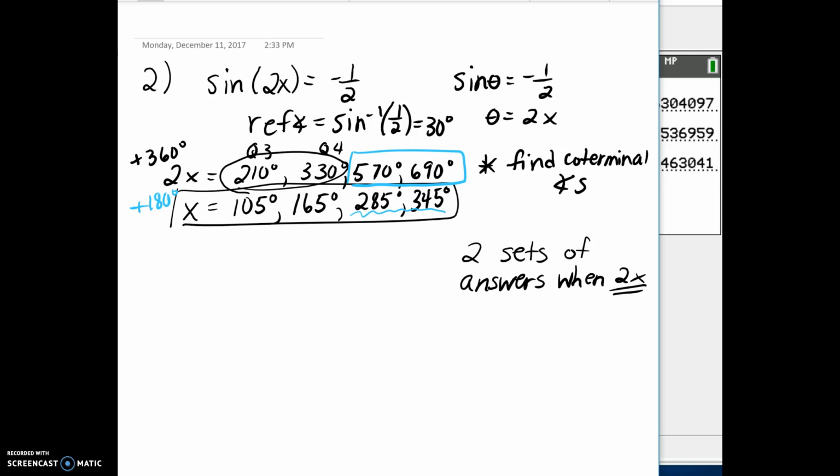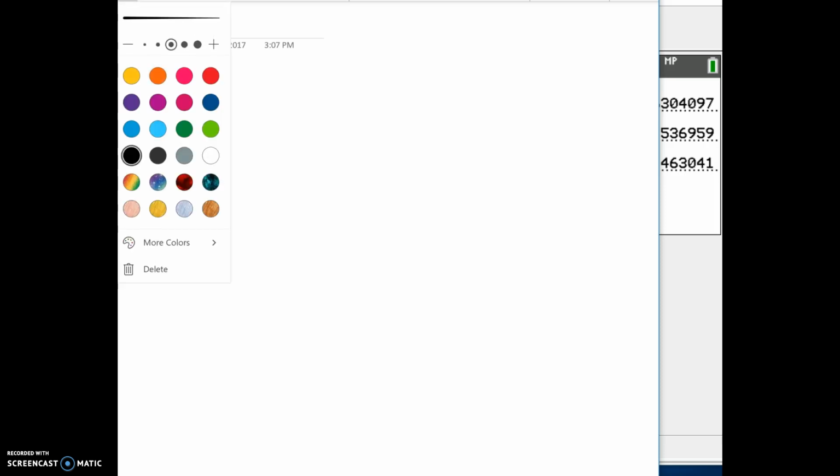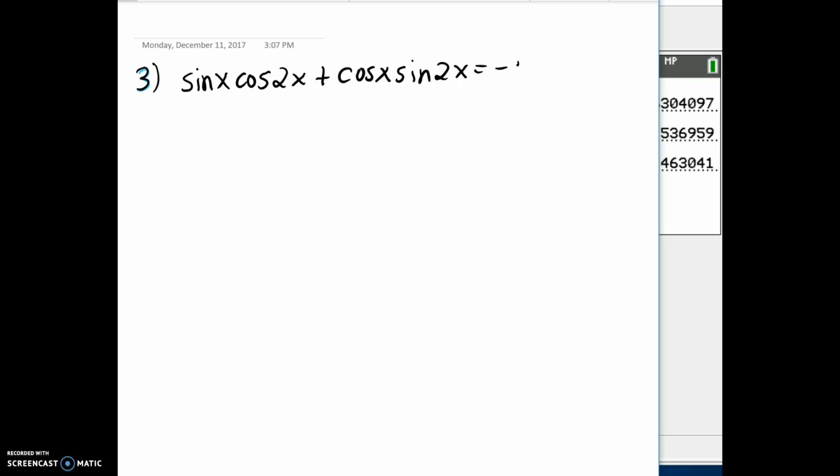So we're just going to do one more question that will involve using a sum or difference identity and then using this technique just to get used to the idea. So my third one, let's switch back to black here, will be sine x cosine 2x plus cosine x sine 2x equals negative root 3 over 2. This identity is a sine identity, and it's sine of a sum. So we're going to do x plus 2x.